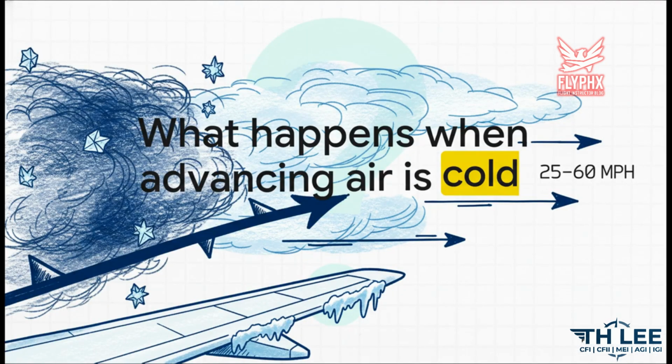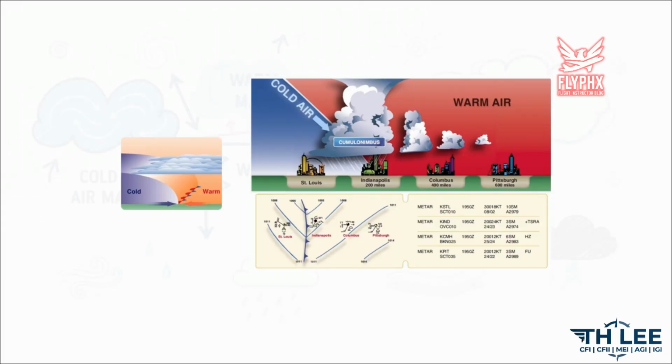But let me ask you, what happens when the advancing air is cold, incredibly dense, and moving fast? Well, this is the very definition of a cold front. Unlike their slower, warmer counterparts, cold fronts are aggressive. They sweep across the terrain, displacing warm air at speeds from 25 up to 60 miles per hour. And this brilliantly illustrates exactly how they operate.